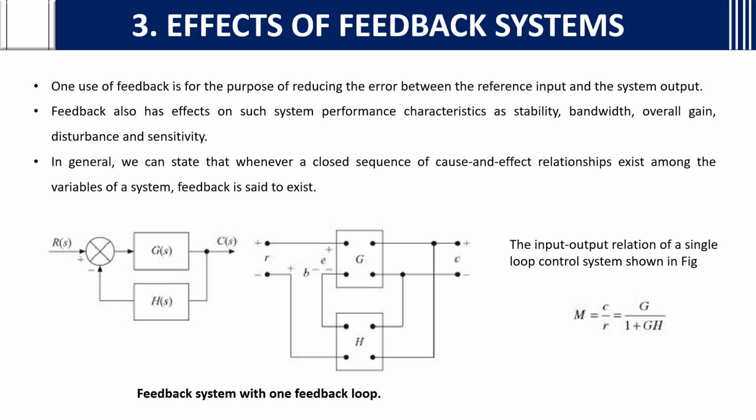This is the same system which is represented in terms of plus and minus R, plus and minus C, and how exactly internally it is connected, with minus and minus, and plus to H. Like how internally it is connected, it is shown. Elaboration of this circuit is the feedback system with one feedback. It is only one feedback loop. The input-output relationship of a single loop control system.